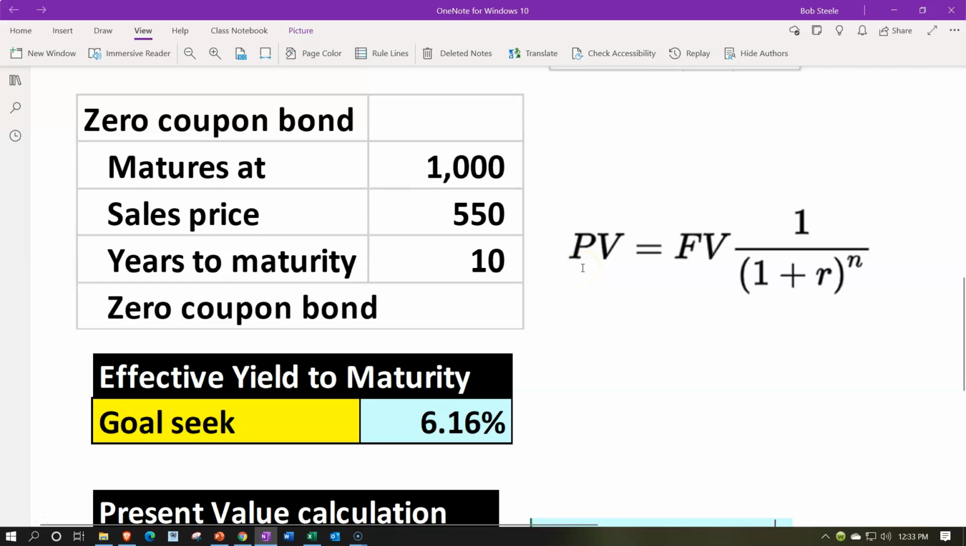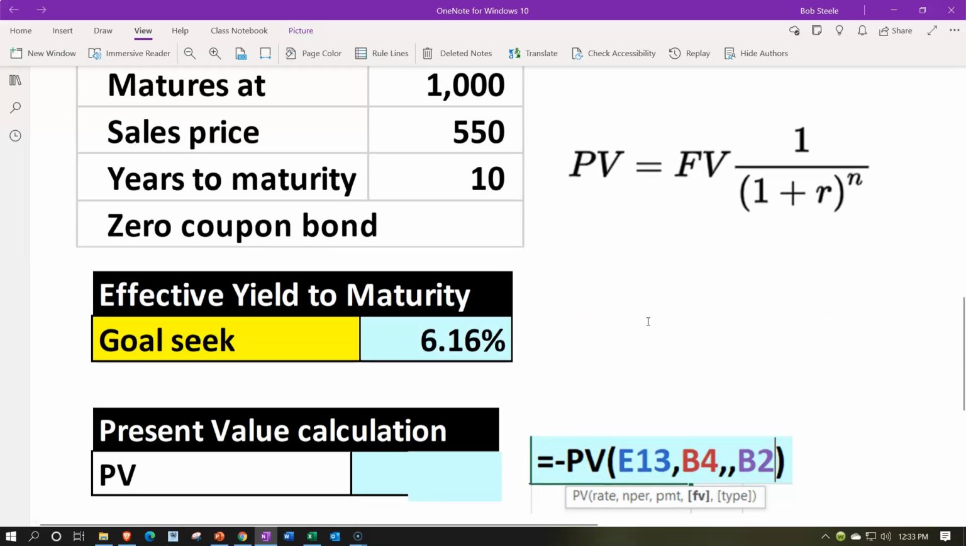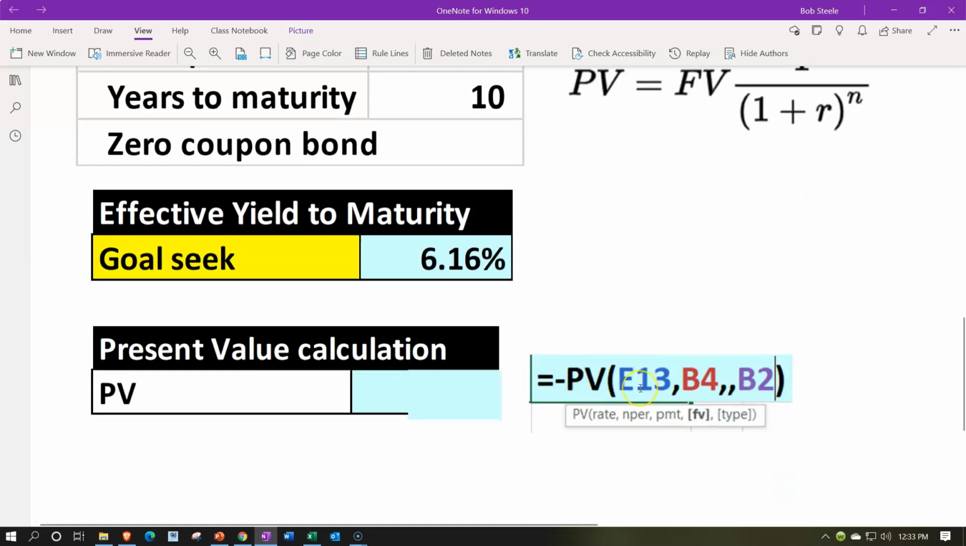So we could say, okay, the present value, if I plug this into the formula, the present value would be the 550 equals the future value of 1,000 times 1 over 1 plus r, that would be the unknown, to the power of n, which would be 10. And then you can solve for the unknown. If you did that with our goal seek type of format, you could use this same kind of algebraic idea with the Excel function and then use goal seek to back in.